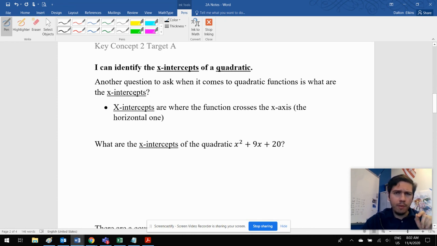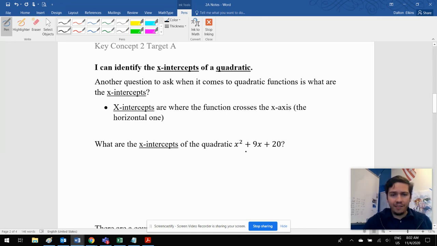And if you don't remember what an x-intercept was, you maybe talked about this when you looked at just lines last year, just a line of a function that goes like this. An x-intercept is where the function crosses the x-axis. And the x-axis is the horizontal axis, the one that goes left and right. It's not the one that goes up and down, that's the y-axis. The x-axis is the one that goes left and right, it's horizontal.